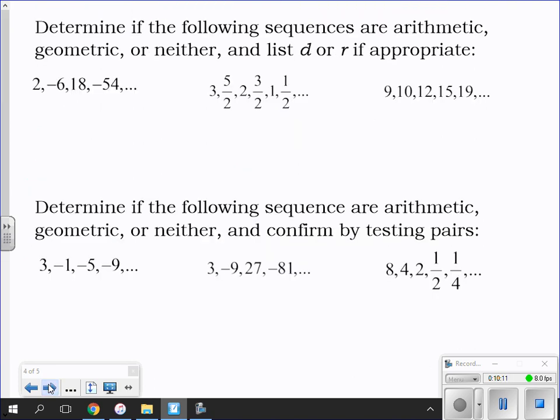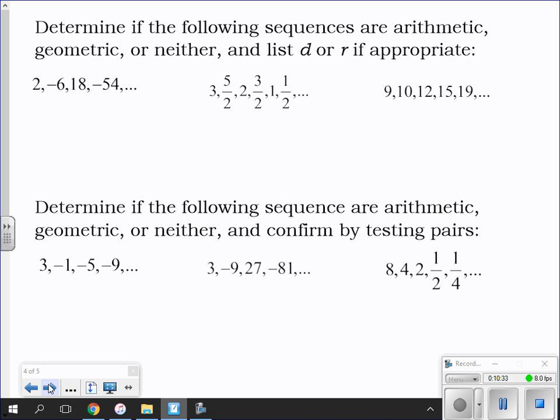Okay. Determine if the following are arithmetic, geometric, or neither, and find D or R if it is appropriate. So, how am I getting to the next number? Am I adding the same number? Am I multiplying by the same number? What am I doing to get from one to the other?